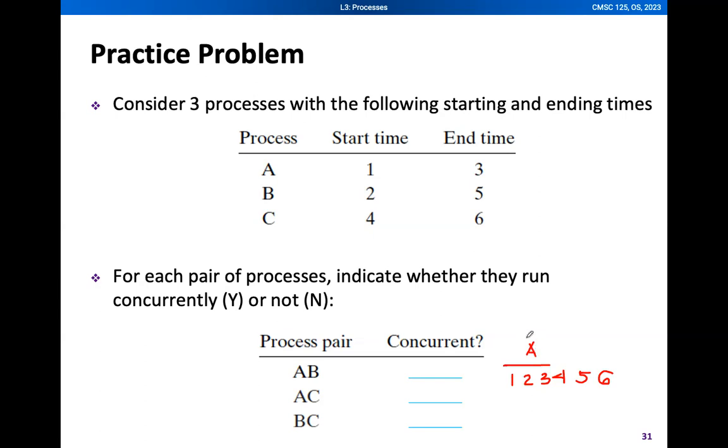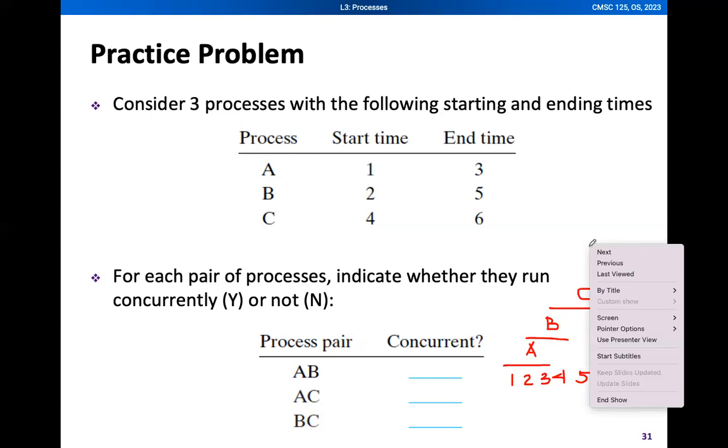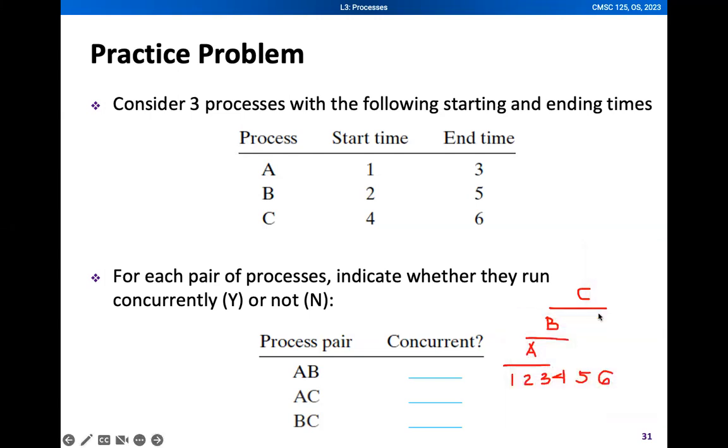And for 2 to 4, process B is running. And from 4 to 6, C is running. So Renmar's answer is correct. Why is it correct? Because you can see here the overlapping between A and B, and there is also an overlapping between B and C. So we can say that A and B and B and C are concurrent.